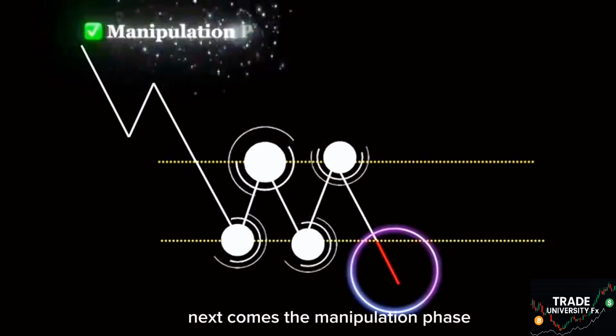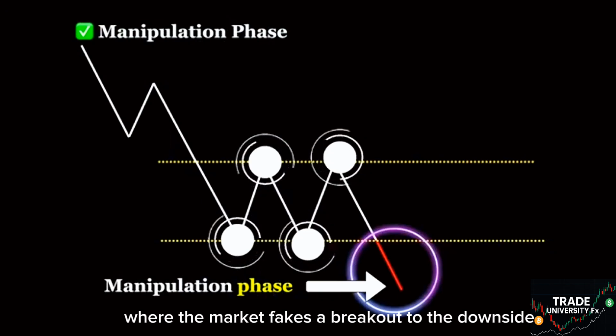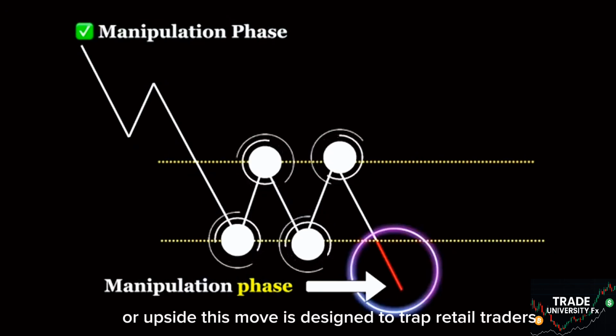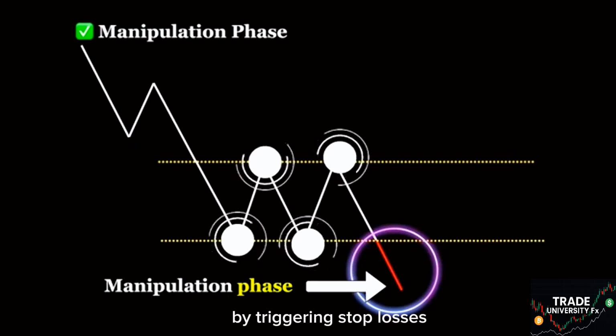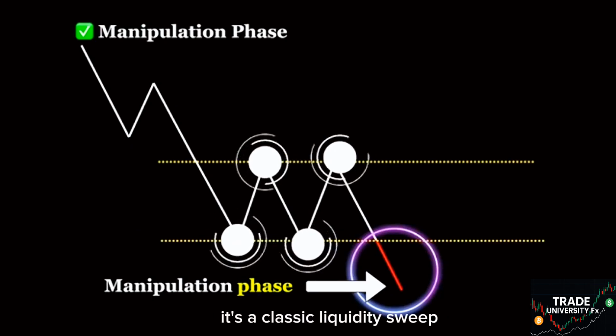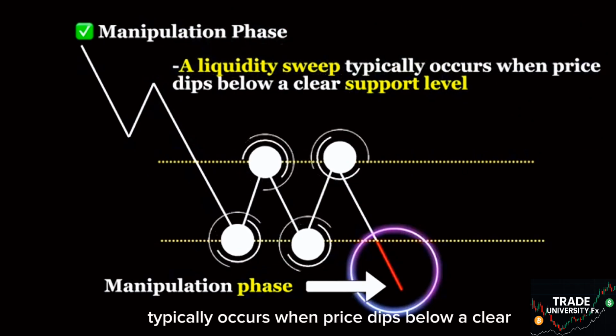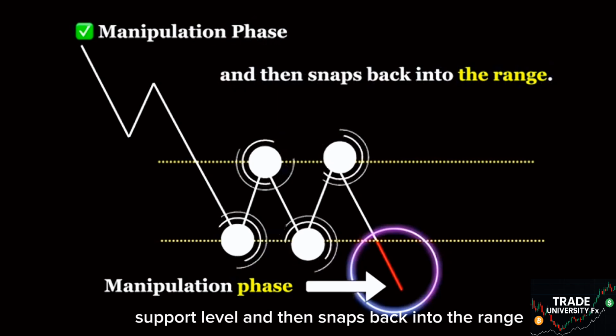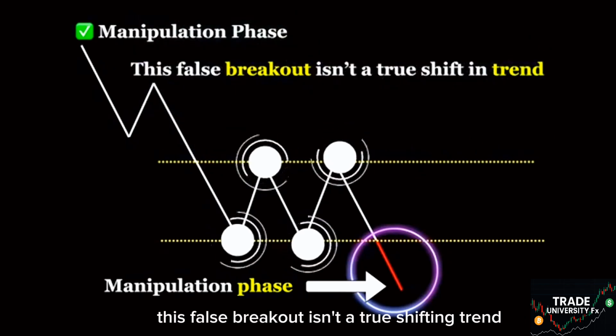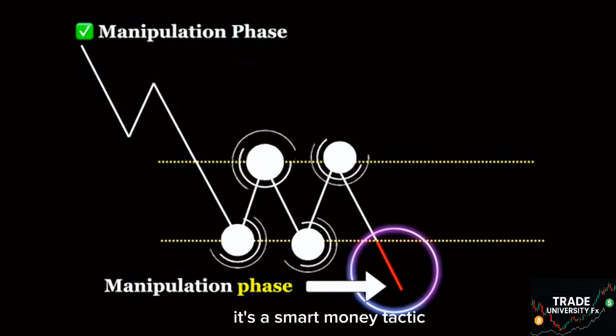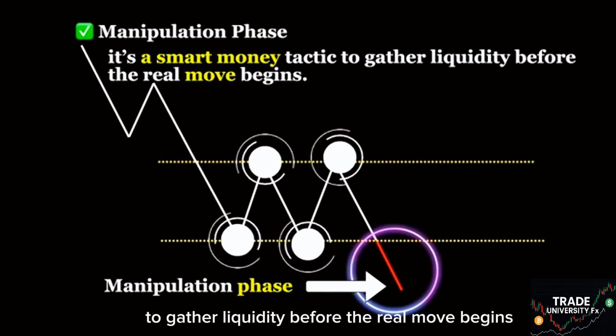Next comes the manipulation phase, where the market fakes a breakout to the downside or upside. This move is designed to trap retail traders by triggering stop losses and luring in breakout traders. It's a classic liquidity sweep, engineered to collect orders from unsuspecting participants. A liquidity sweep typically occurs when price dips below a clear support level and then snaps back into the range. This false breakout isn't a true shift in trend. It's a smart money tactic to gather liquidity before the real move begins.